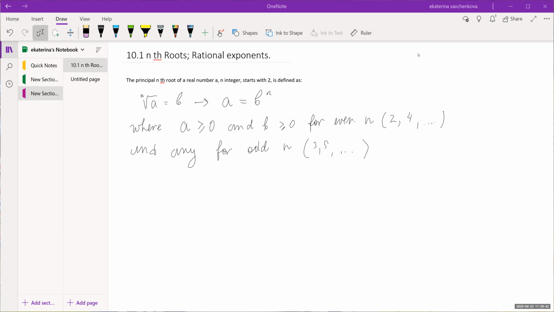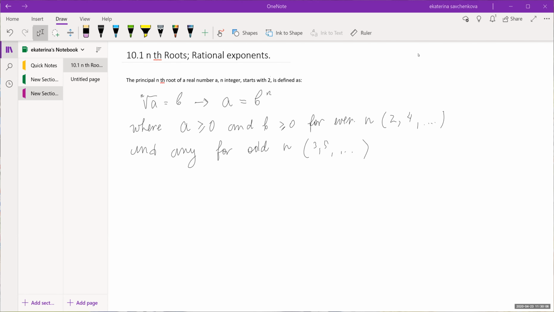Hello everyone, we are going to do section 10.1, which is the only section in chapter 10, nth roots and rational exponents. First, we're going to talk a little bit about roots, how they are defined. Everyone is familiar with a square root, like the square root of 4 equals 2, or a cubic root of 8 equals 2 as well.